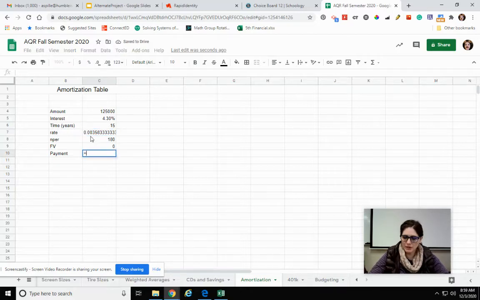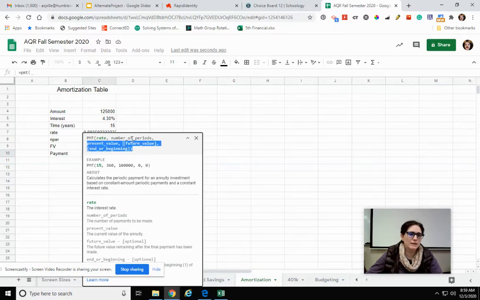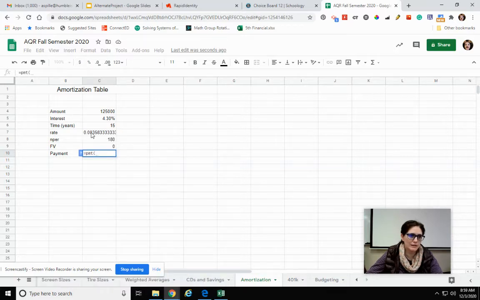Payment. I'm going to go equals PMT. Open parentheses. Click on my little question mark to see what it needs first. Pay attention to the order that you put this in. If you put it in the wrong order, it won't be right. Okay, so it wants my rate, my NPER, present value, future value. So I want rate, comma, NPER, comma, present value. You can close parentheses after this. It'll assume your future value is 0, or you could refer to your future value. It doesn't matter. Close parentheses.